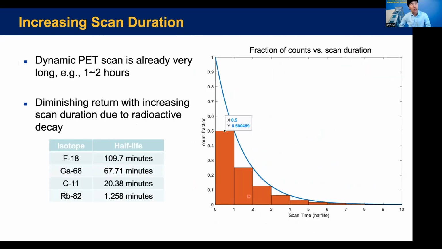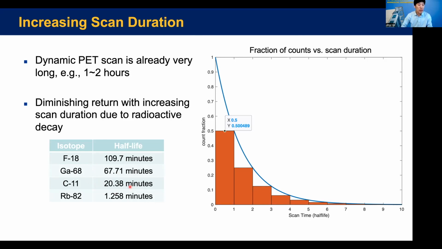The second one is that we can increase the scan duration. This works very well for static scans. And as many people have seen, when people do denoising, they use a longer scan as the label for training the network. But it doesn't work that well for dynamic scans because a dynamic scan is already very long. It's already 1 or 2 hours. And due to the radioactive decay, there's a diminishing return from increasing the scan time. For example, for C11, it's a 20 minute half-life. We already scan 1 to 2 hours, so there's not much count remaining even if we scan any longer.